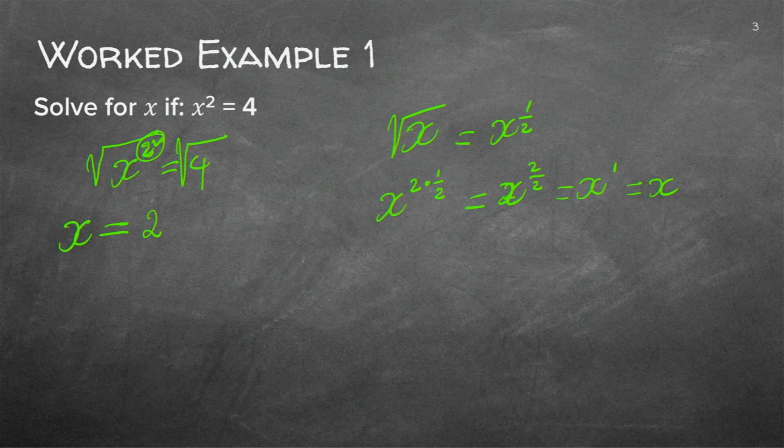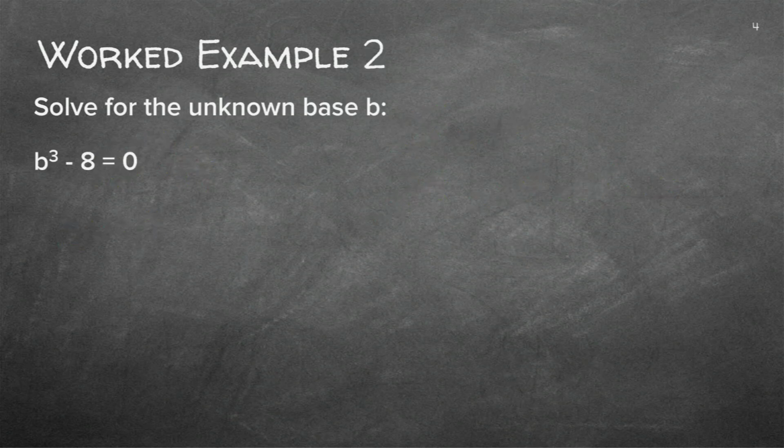Example number 2. The second example is a bit trickier than the first one, because in the first one you had already been given a value saying x squared equals 4. But now you have b to the power of 3 minus 8 equals 0. So what do you do in such a case?